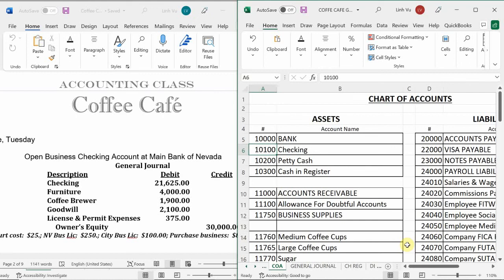Increase. Okay. What about the coffee brewer? It's an asset, right? Yeah, it's an increase because we're going to use it. Okay. And then goodwill. Goodwill is an intangible asset, so increase.